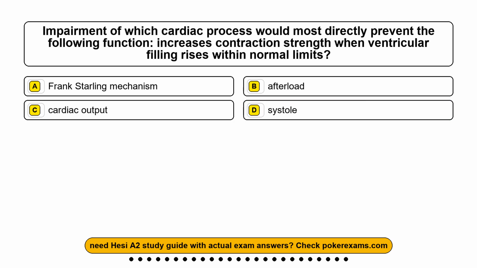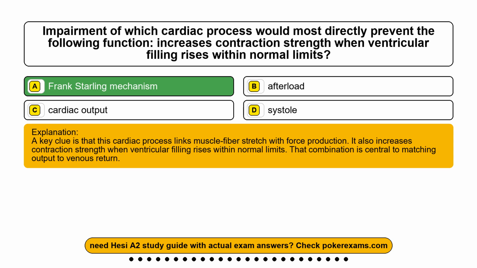Question 25. Impairment of which cardiac process would most directly prevent the following function? Increases contraction strength when ventricular filling rises within normal limits? Option A, Frank-Starling mechanism. Option B, afterload. Option C, cardiac output. Option D, systole. The correct answer is option A, Frank-Starling mechanism.